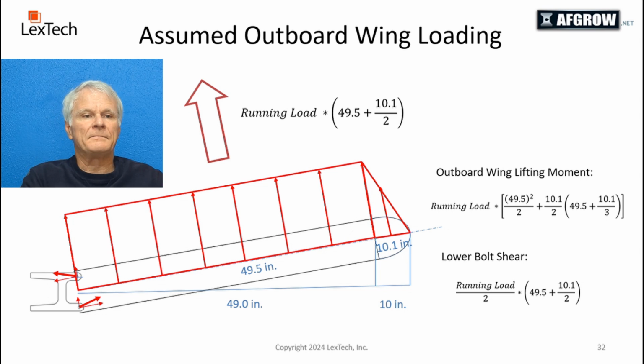Now to find the load in that lower lug fitting you see there in the picture, that's my critical point I was looking at in this case. That wing attach for the outer wing, you can calculate the total force as a running load, and multiply it by 49.5 plus the 10.1 over 2, which gives you the area of that triangle on the outside. And then calculate the outer lifting moment, and then the lower bolt shear. So you have the shear and the moment to calculate what the total load is in that lower pin.